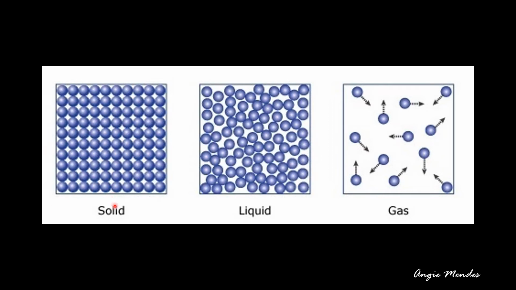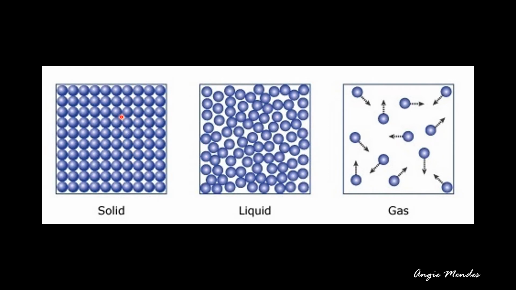Like I stated before, the space between particles differs depending upon the kind of matter. So here we have solids, liquids, and gases. Now this figure is depicting the space between the particles in solids, liquids, and gases. Now in solids, the space between the particles is very less.